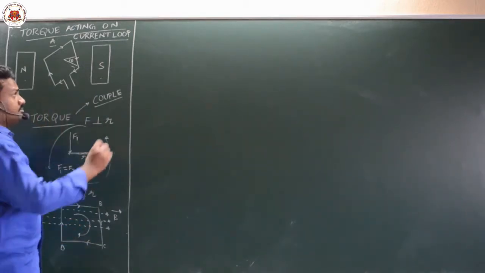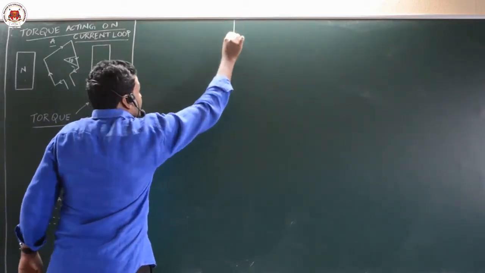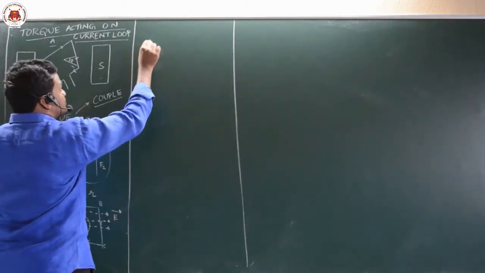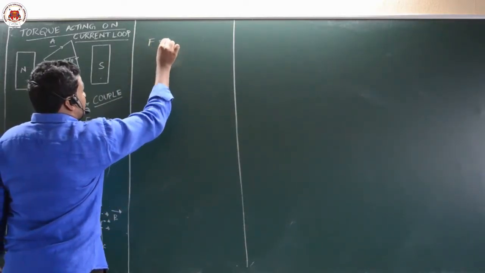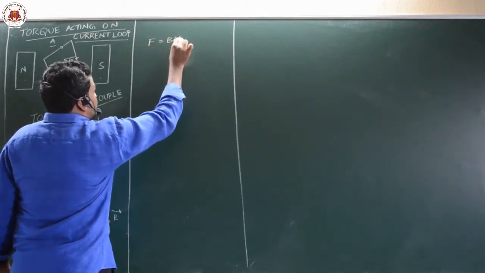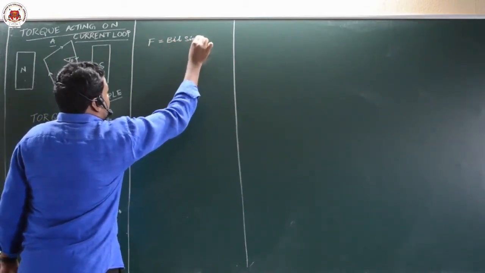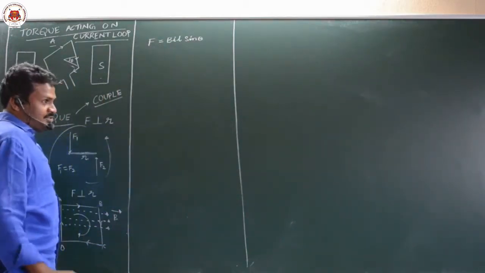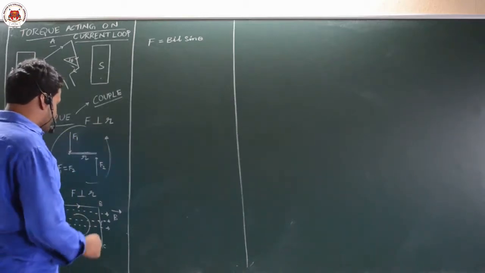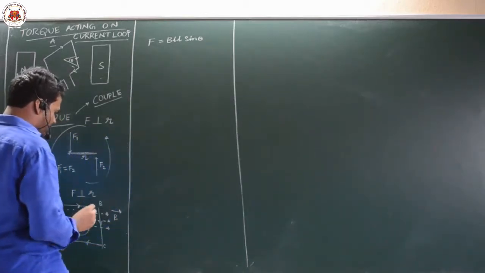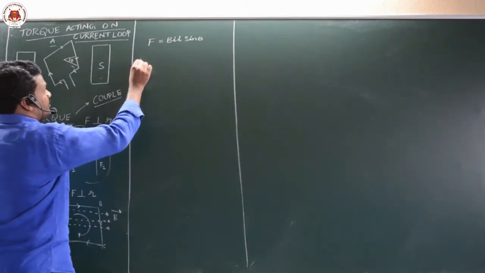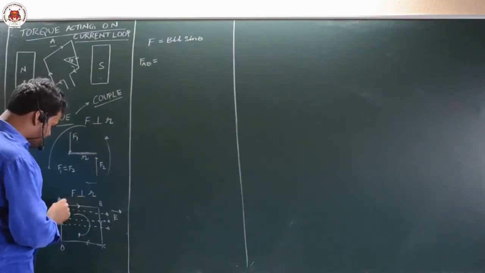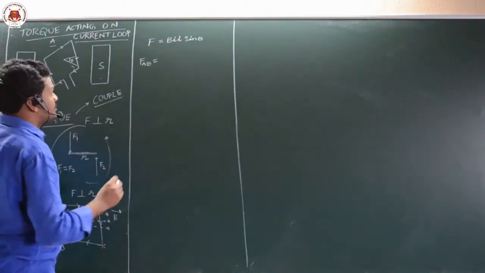You already know that when a current carrying conductor is kept in a magnetic field, it experiences a force. That force is equal to BIL sin theta. This is already derived in our previous videos. You can go back and refer to it if you want. Now there are four wires. The first wire is AB. Force on AB.